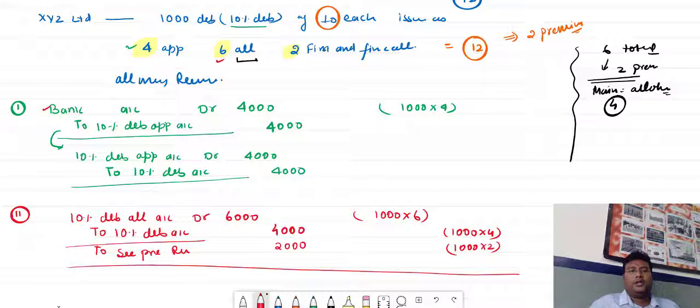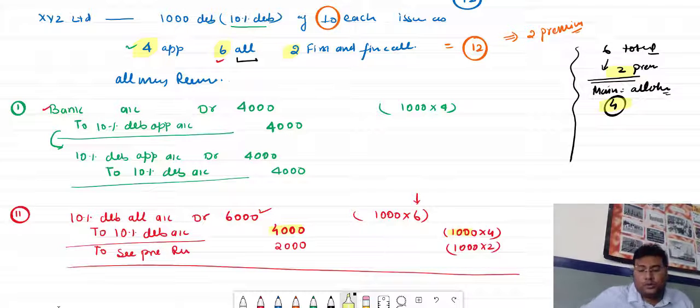Again I am repeating the entry. Please see. The total amount called on allotment is 6 rupees. So 10% debenture allotment account debit, 1000 into 6 is equal to 6000. After that, in debentures we always transfer the main amount. So the main amount is 4: 6 minus 2 rupees premium, the amount coming is 4 rupees. So 1000 into 4 is equal to 4000 rupees. And the rest, 2 rupees, will be the security premium.